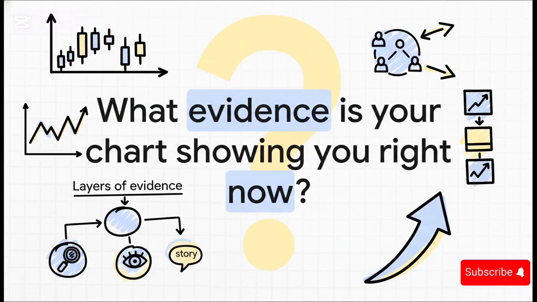So I'm going to leave you with a challenge. The next time you pull up your charts, don't just hunt for a random signal. Instead, look for layers of evidence. Ask yourself, what are all the different groups of traders seeing right now? Where do all their different tools and ideas converge? What story is the evidence on your chart actually telling you?